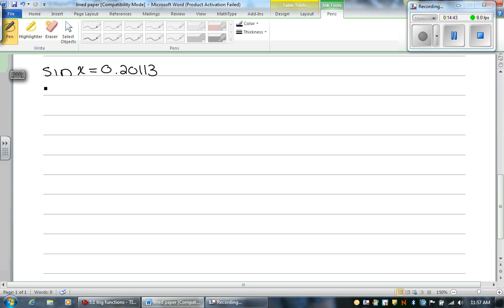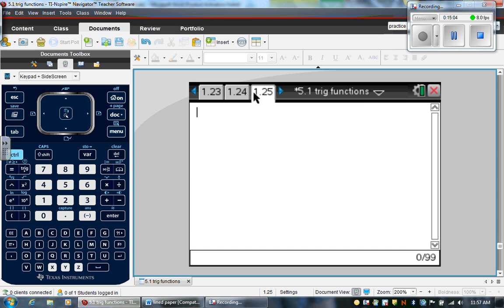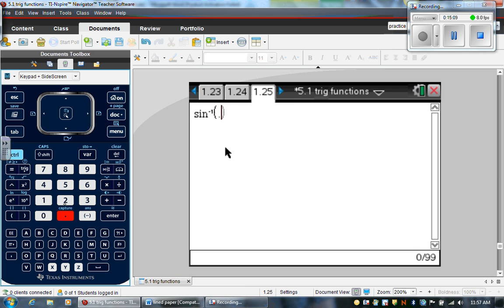inverse. What happens when we take the inverse of this is these two things actually flip-flop places for us. It's like switching your x and y, okay? And that's going to equal x. And we can very easily find that value by inserting a calculator page. So sine inverse of 0.20113. So we get about 11.6 degrees.